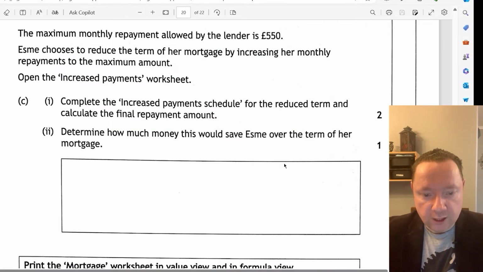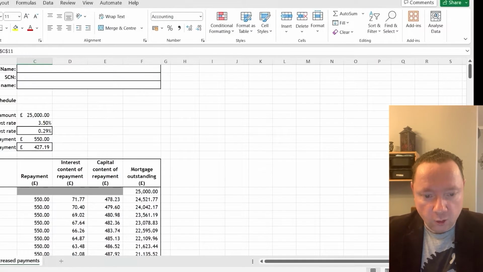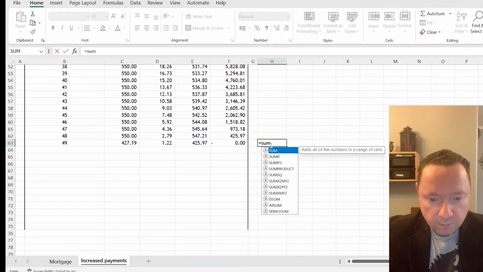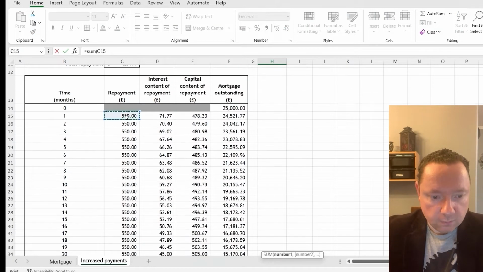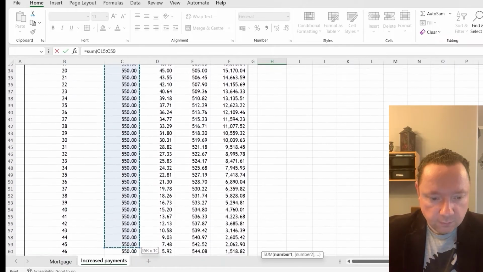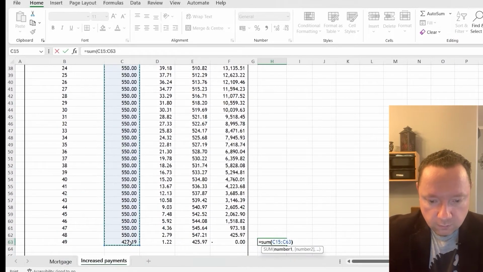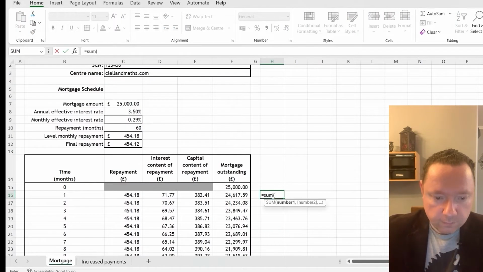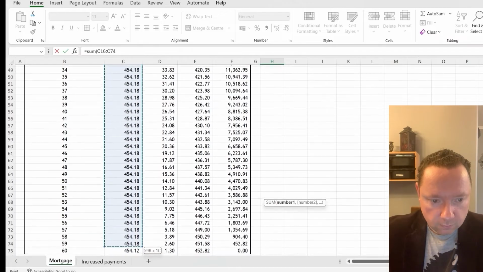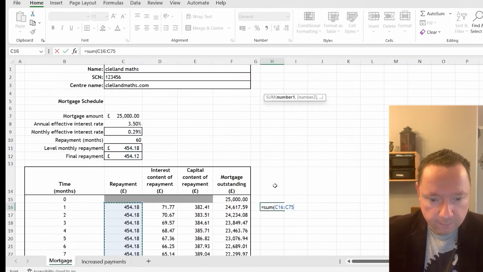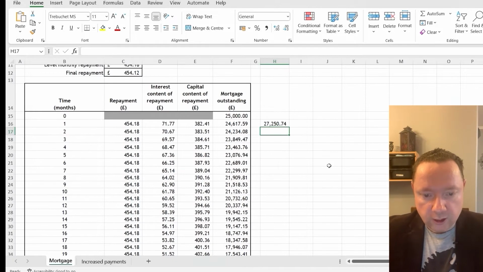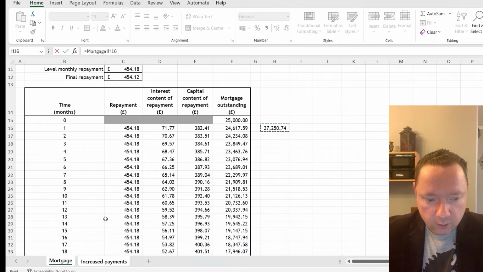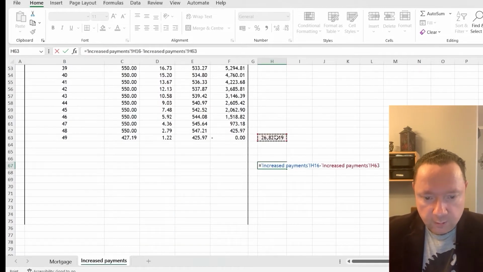Determine how much money this will save Esme over the term of her loan. All we need to do is do a sum here. So let's do that at the side. Equals sum of all of these. So there's the sum for that one, and the mortgage before equals sum of all of them. So there's your two totals. So we could just do equals this box minus this box.